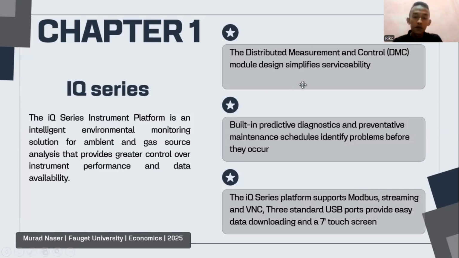About the iQ series: the iQ series instrument platform is an intelligent environmental monitoring solution for ambient and gas source analysis that provides greater control over instrument performance and data availability, like distributed measurement and control, and built-in predictive diagnostics and preventive maintenance. The iQ series platform supports Modbus, streaming and TCP/IP, three standard USB ports provide easy data downloading, and a 7-inch touch screen.